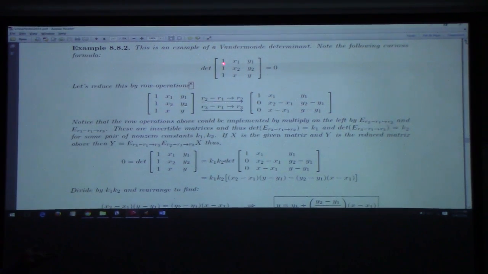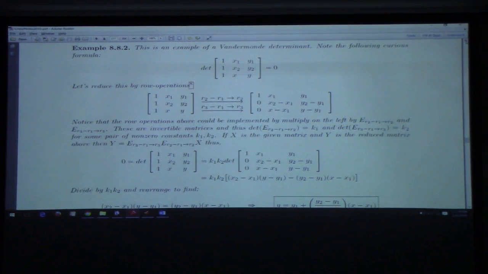Check it out. If a row is repeated, what happens? The determinant is 0, right? So in particular, from the very properties of the determinant, you can immediately see that if you put x equal to x2 and y equal to y2, solution. If you put x equal to x1 and y equal to y1, solution. So this is the equation for a line which goes through the points x1, y1 and x2, y2.